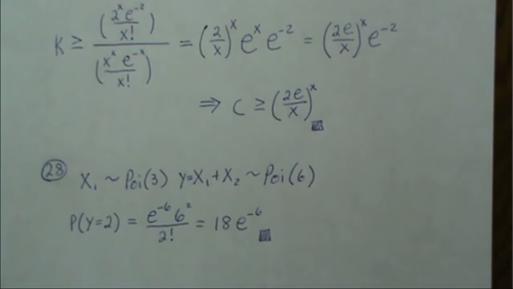Now 28, we're given that within 1 week it's a Poisson distribution with mean 3. But now we want to look at the traffic accidents within 2 weeks. So we're actually adding 2 weeks, and the sum of Poissons is Poisson, and you add the lambda parameter. So if we let y equal this sum, then it's Poisson 6. And we want to know the probability that it's exactly 2, so we plug in 2 to our Poisson, and we get 18 e to the minus 6.